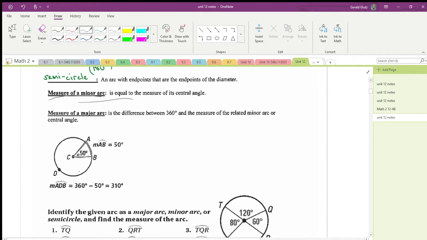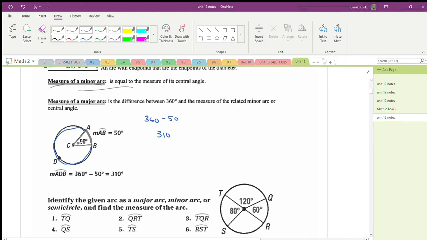This major arc right here, ADB, well, since the full circle is 360, and that minor arc was 50 degrees of the full circle, 360 minus 50 is 310, so that means the major arc would be 310 degrees like they have right there.